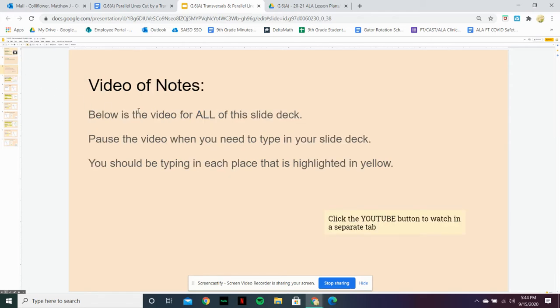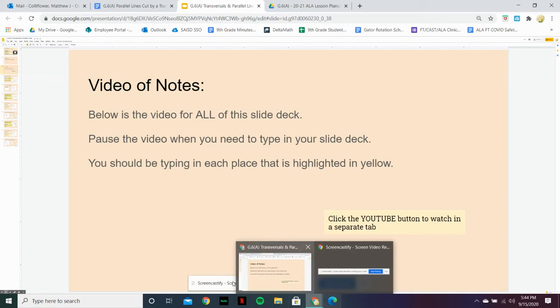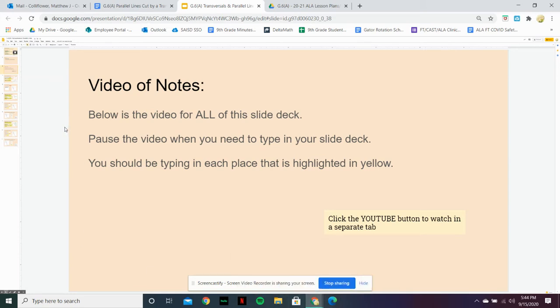The other thing that you should know is that this is the only video for this slide deck. We are going to do this slide deck with one video, so whenever you need to type something into your own slide deck, you can just pause this video. And on your slide deck, you should see highlighted blanks in yellow. Anytime you see a yellow highlighted blank, that is a place that you should be typing in.